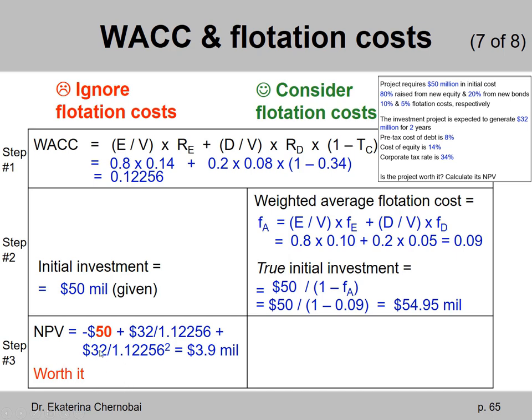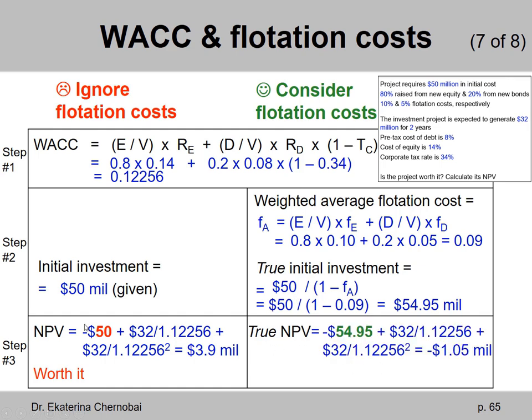However, the mistake here is using $50 million for the initial investment. That's too little. The cost is actually higher when the flotation costs are considered. The true year zero cash flow is negative $54.95 million. And that will change the true net present value for our project to negative $1.05 million. Because it's negative, the correct decision regarding this project should be rejecting it. The project is not worth it.